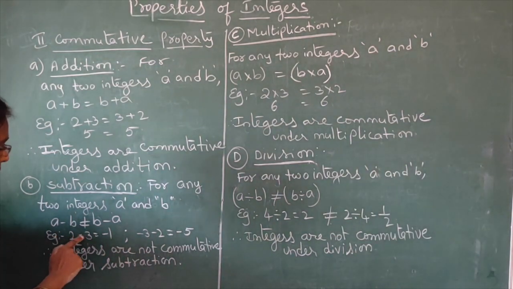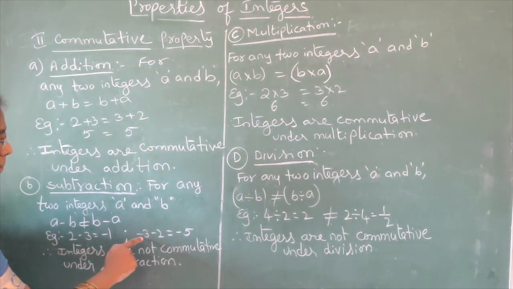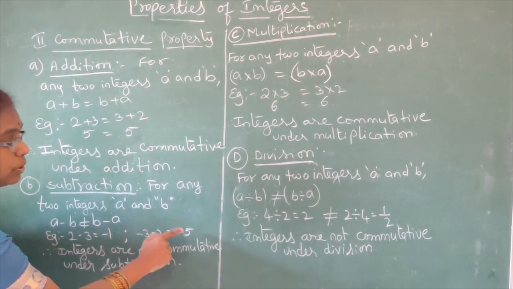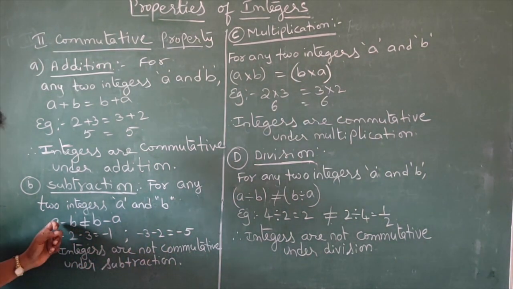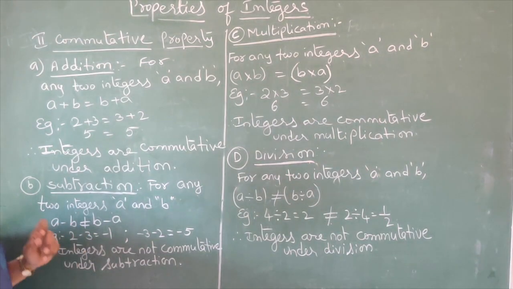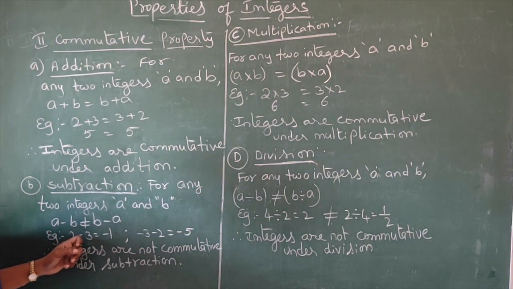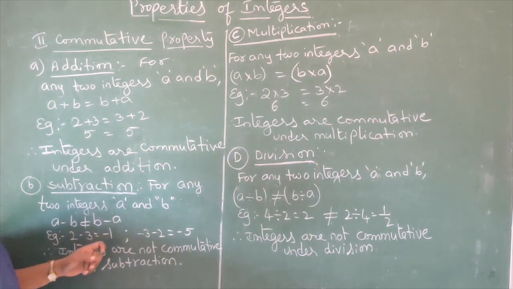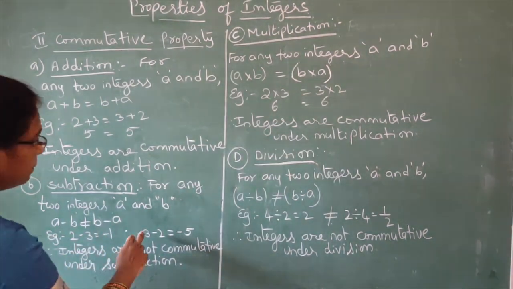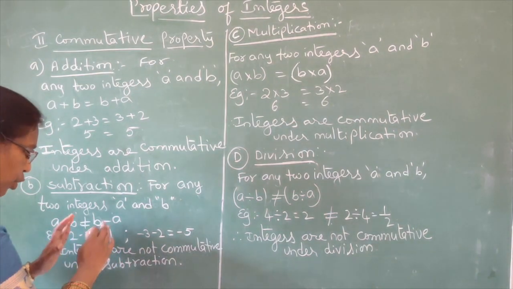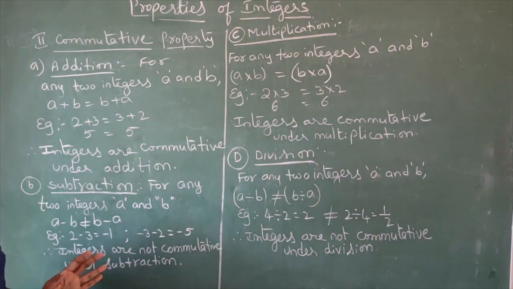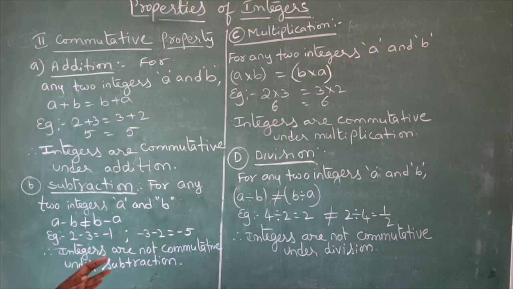Example, 2 minus 3 is minus 1, minus 3 minus 2 is equal to minus 5. Here, I changed the order. Suppose a is equal to 2, b is equal to 3. Now, a minus b, 2 minus 3 is minus 1. Next, b minus a, 3 minus 2 is equal to 1. Then here both the differences are not equal. So, we can say integers are not commutative under subtraction.